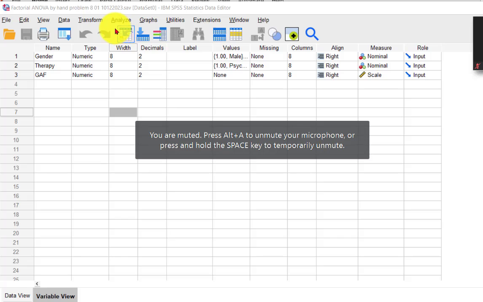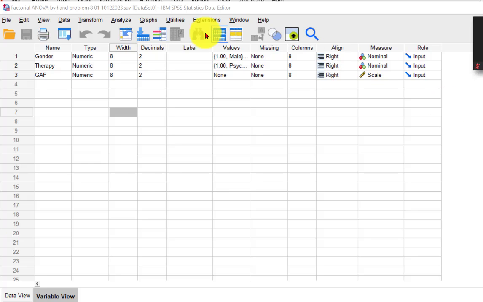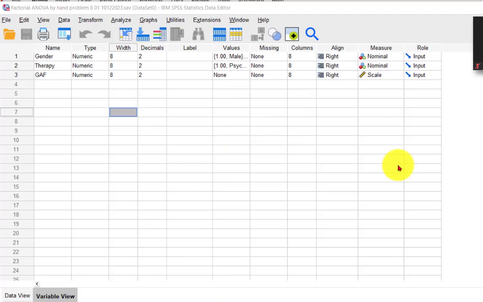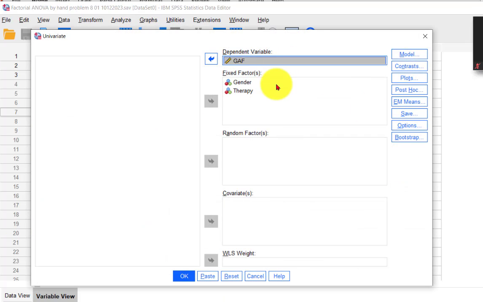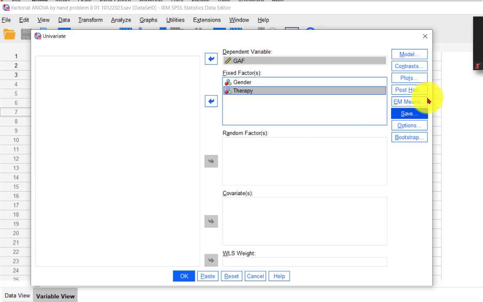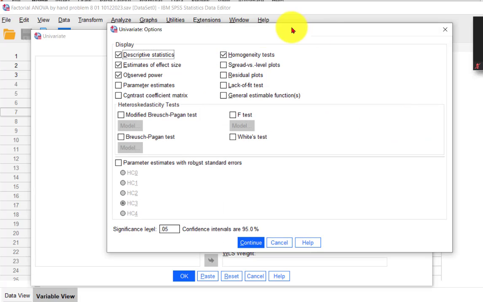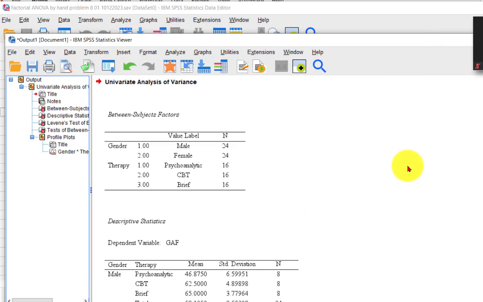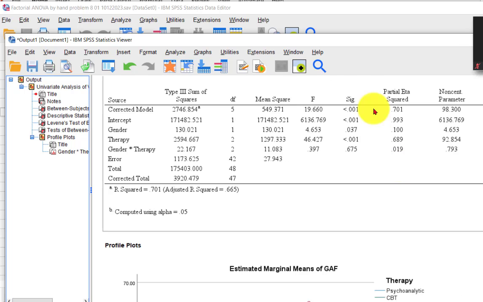Factorial ANOVA time. We go to Analyze. We go to General Linear Model. We go to Univariate. Oh, look at that, they're already there. So the GAF is the DV, gender and therapy are the factors, and I think everything's already clicked. It certainly is. We check all the assumptions, but we're just going to look at the source of variance box and make sure we got the same numbers as they did. So here they are.